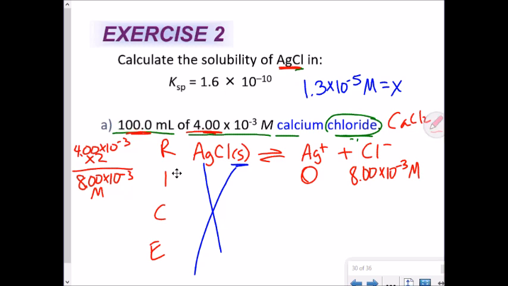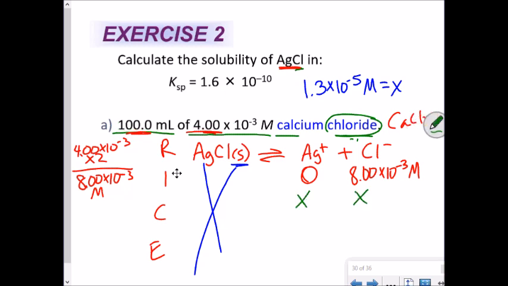Because if I was at equilibrium, I wouldn't have been adding either one. But I'm adding in chloride now to that equilibrium position. So this is an initial amount I'm adding in. Okay? So our change here is going to be the X value.